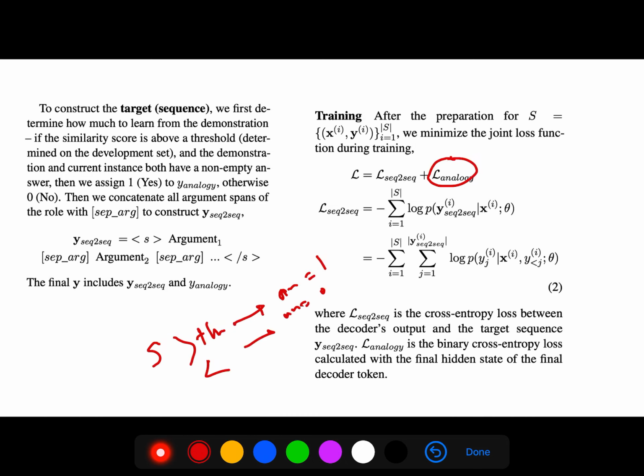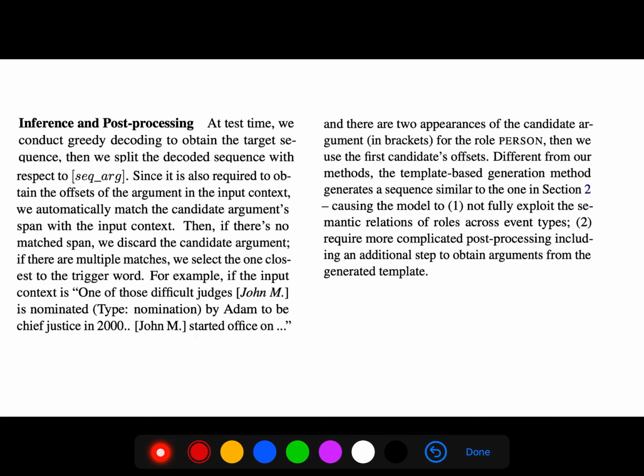Then we minimize the joint loss function during training. This one is the cross-entropy loss between the decoder's output and the target sequence. And as I said, for analogy it's just a binary cross-entropy. At test time, we conduct greedy decoding to obtain the target sequence, then we split the decoded sequence with respect to each argument.